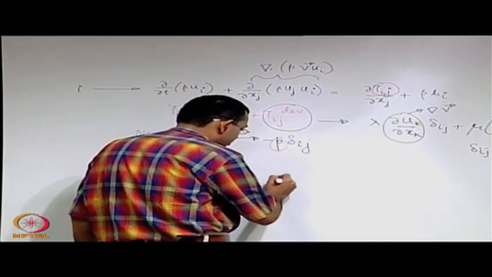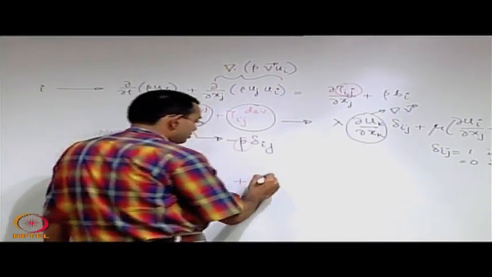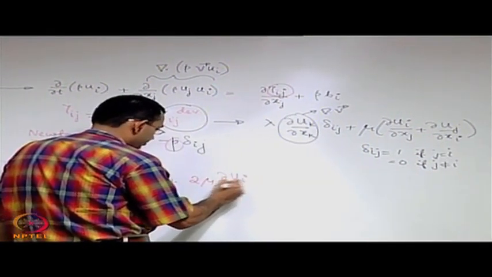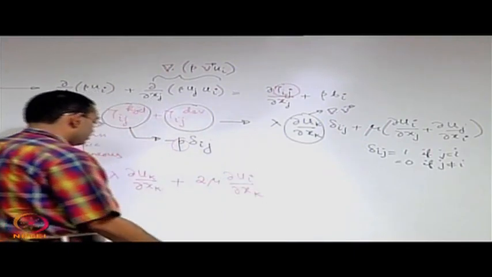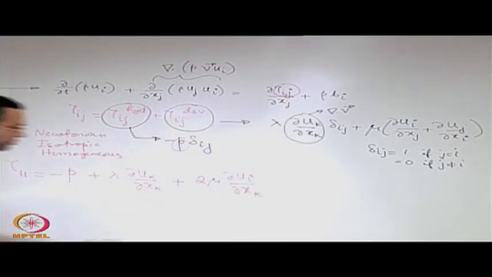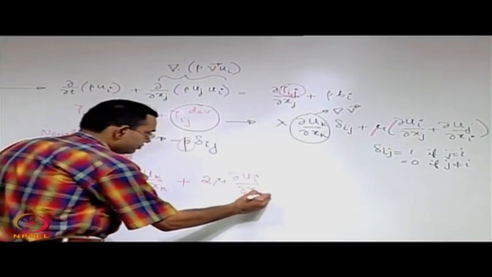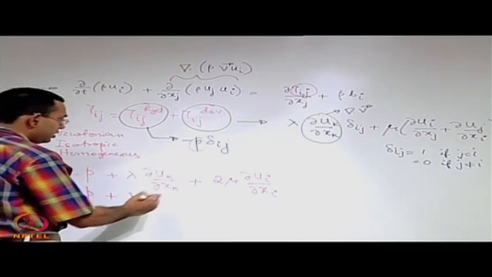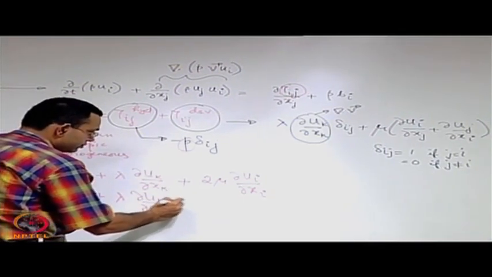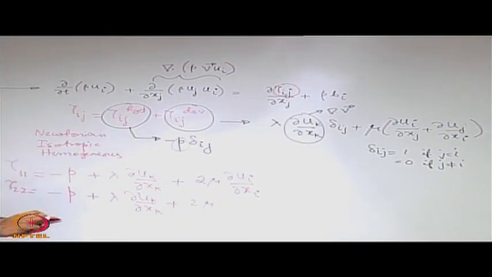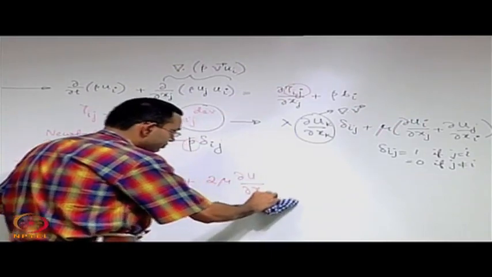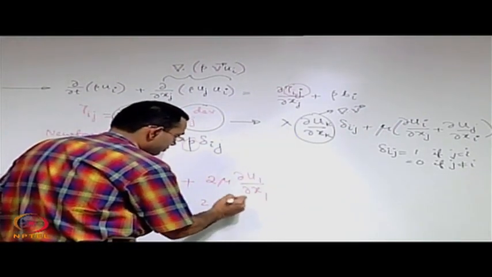And then plus 2 mu. Similarly you can write tau 22. What is that? Minus P plus lambda, the same thing. So here I equal to 1, right. And tau 33.